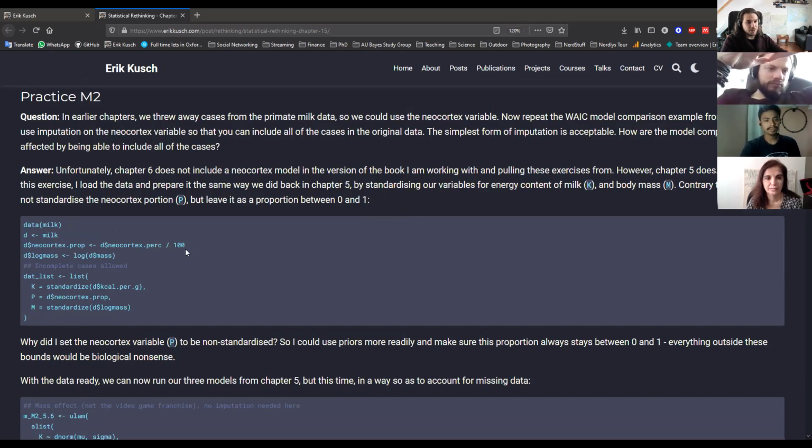I make my percentage bounded between 0 and 1 rather than between 0 and 100. I then compute the log mass. I standardize the log mass as well as the energy content of the milk. But what I don't do, which is what the book does, is standardize my neocortex variable. Because I know that the neocortex has to be between 0 and 1 because it's a proportion, and once I standardize it, I would have a much harder time setting a proper prior for this.